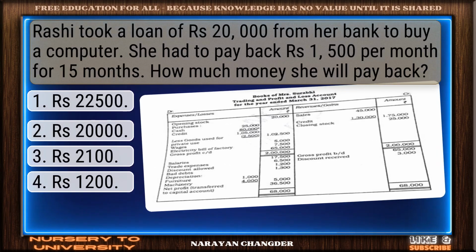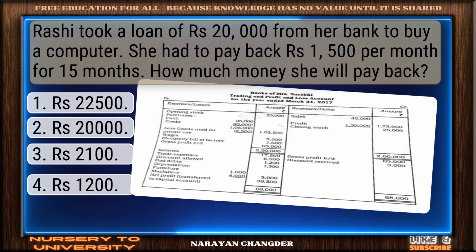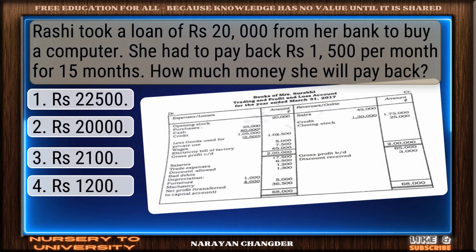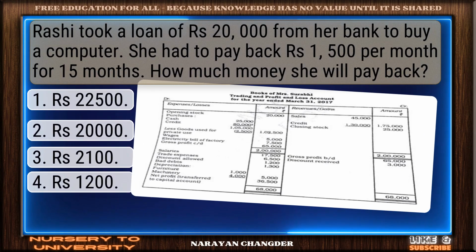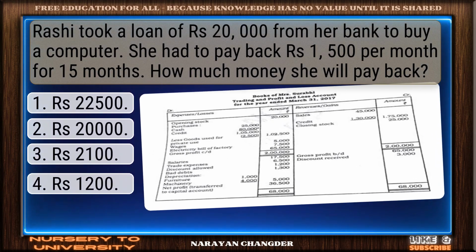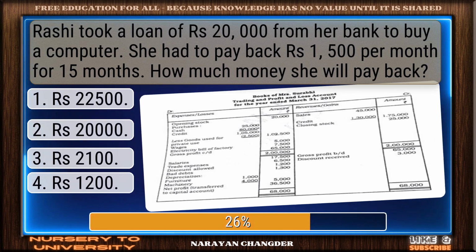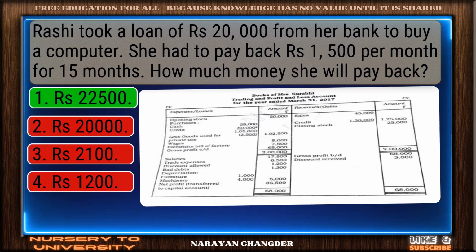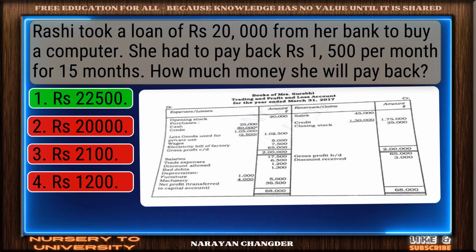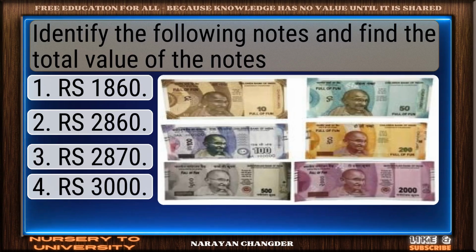Rashi took a loan of Rs 20,000 from her bank to buy a computer. She had to pay back Rs 1,500 per month for 15 months. How much money will she pay back? You chose Rs 2,500 and it is correct.